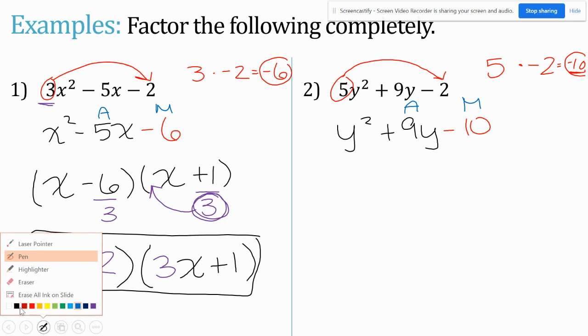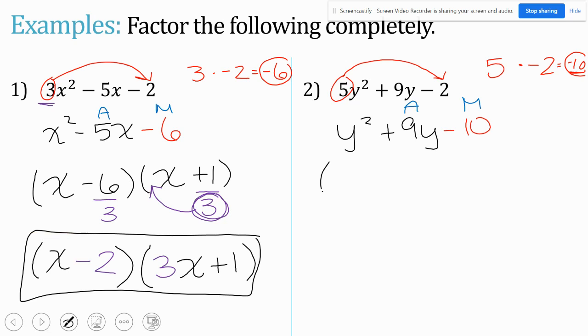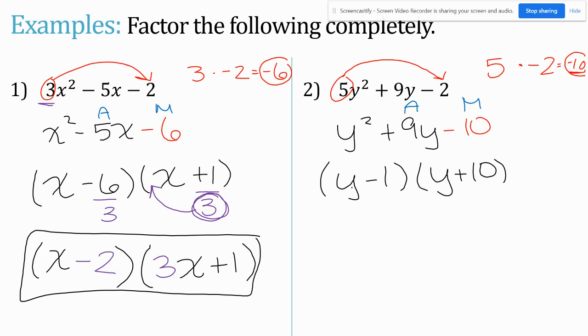So like I said before, create your table if you need to. That's totally fine. Just for sake of time, I'm going to move a little faster for this. So the two numbers that when I add them, they give me +9, and when I multiply them, they give me -10, are +10 and -1. And remember, that should be positive. Doesn't matter which order you put it in, as long as the y goes first and then followed by whatever constant you just found. -1 plus 10 is +9. -1 times 10 is -10.